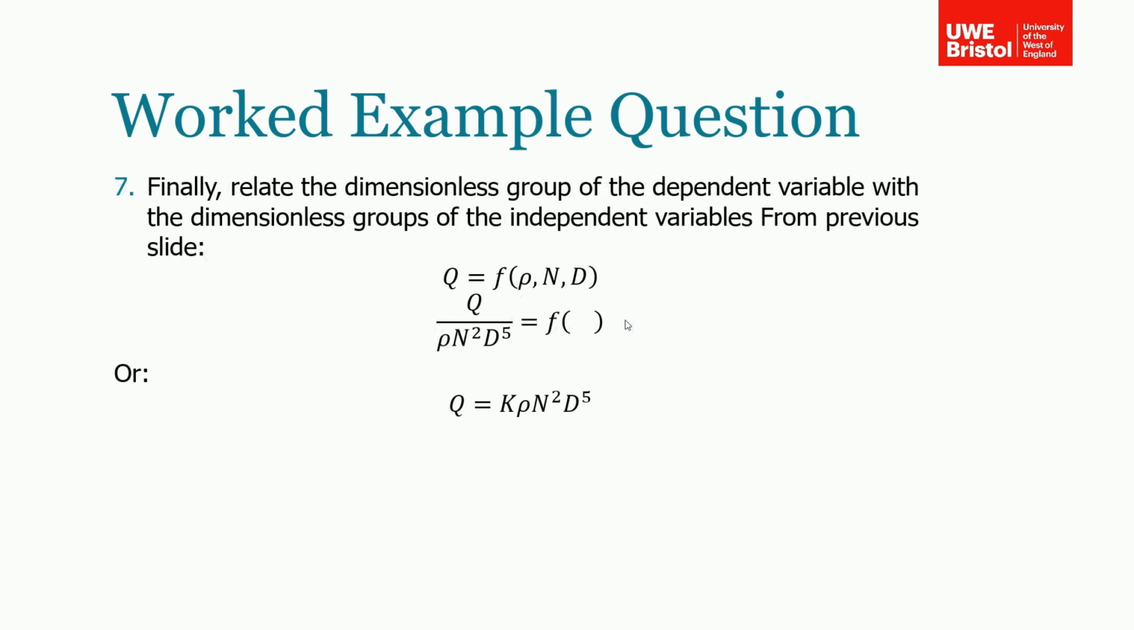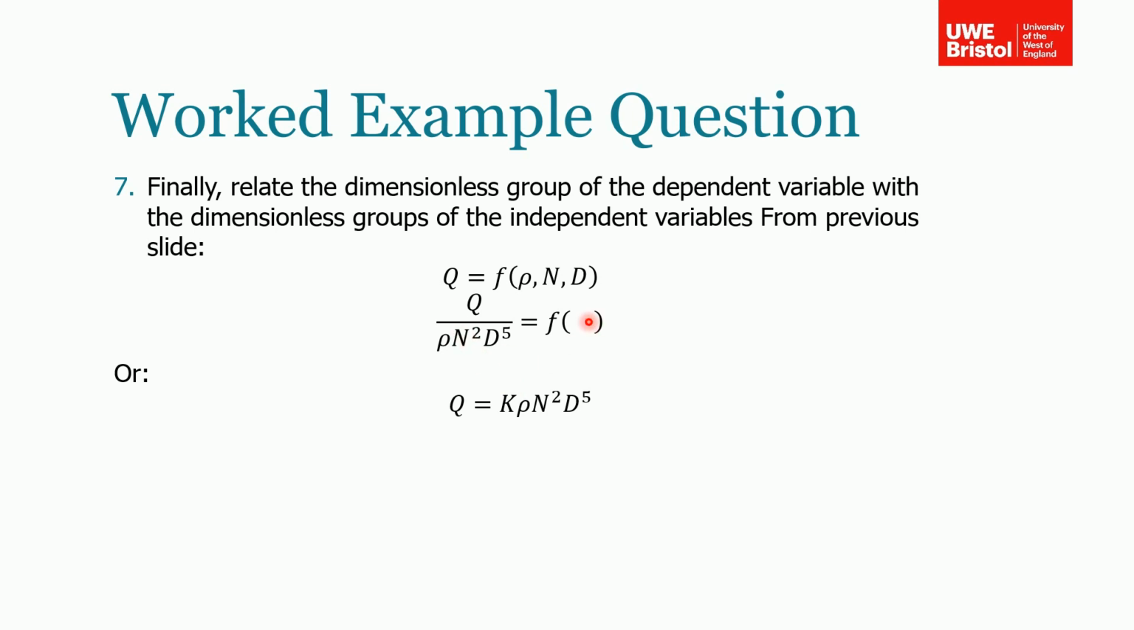So last step is to relate the dimensionless group, the dependent variable, with the dimensionless groups and the independent variable. So we substitute back in. But you can see, because we had 4 parameters and 3 fundamental dimensions, we only had one dimensionless group. So we haven't got a function of any other independent variables. So this function can't be 0, it's just a constant, k.